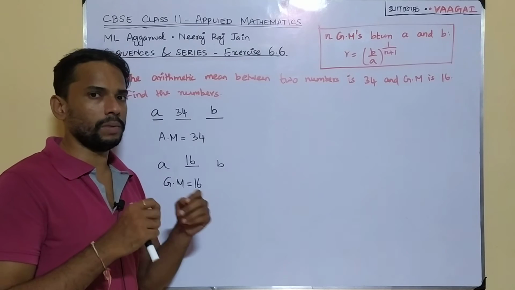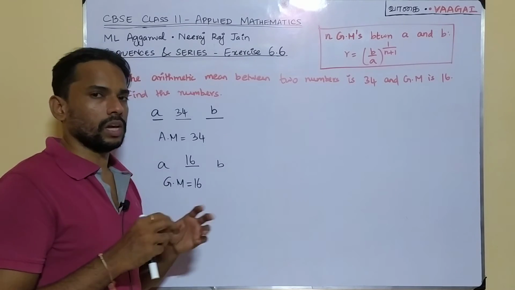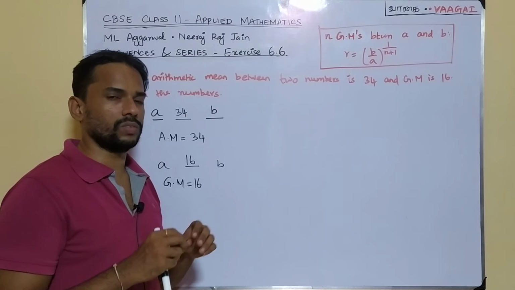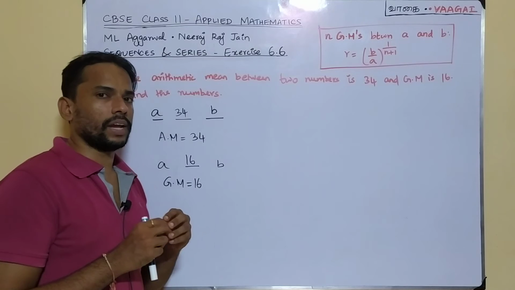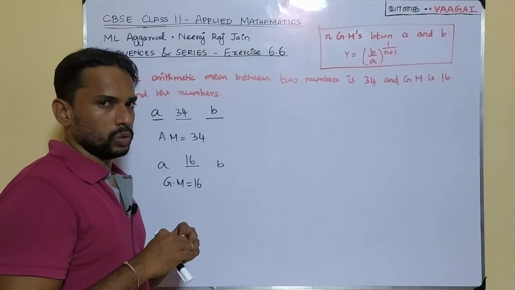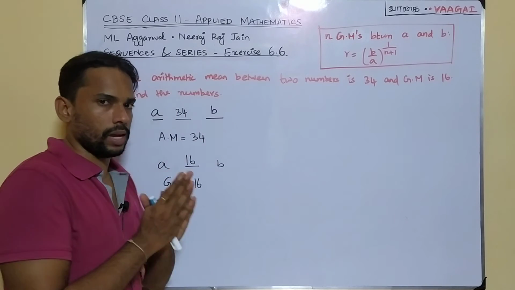Okay, single AM and single GM, we know how to represent those two numbers. So what we can try to do here is to construct a relation between the two values, A and B, using this AM as well as GM. We'll try to do that.